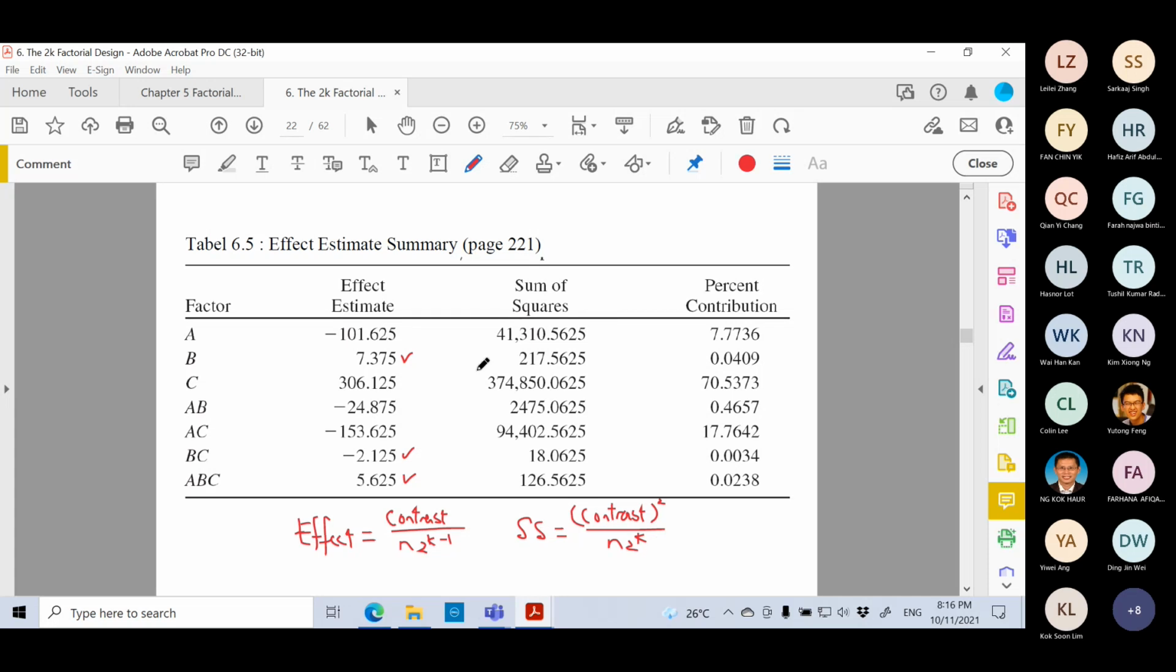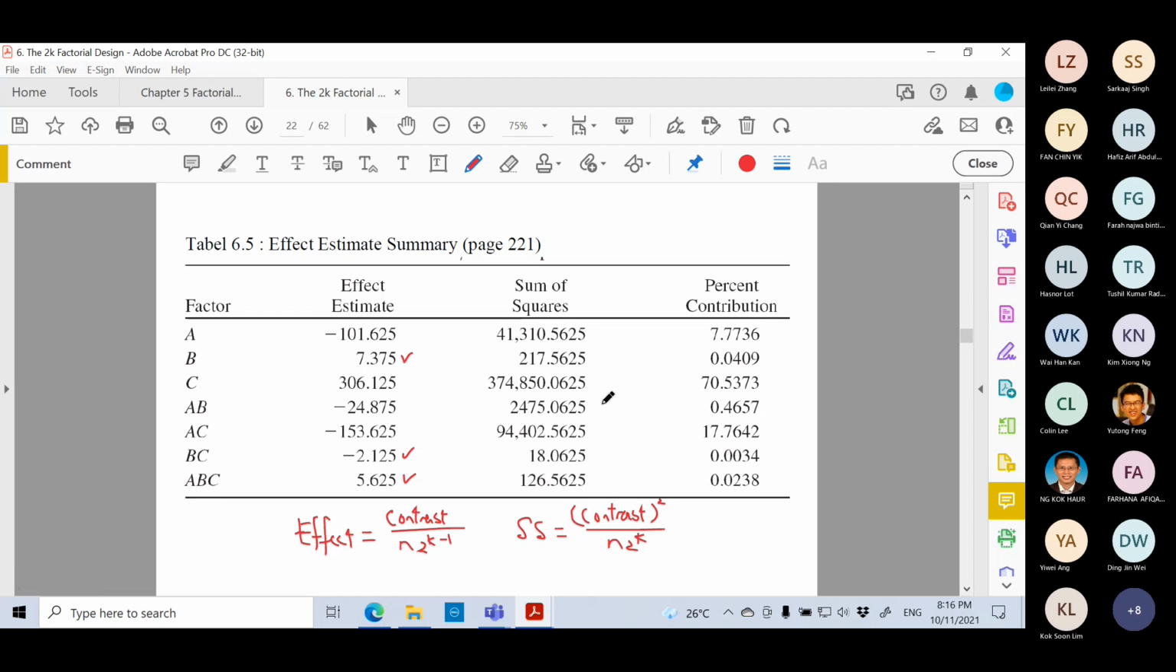So obviously you can observe that all these are sums of squares, from factor A until factor ABC. Also, you know that you can calculate the sum of squares for the total. Then you use the total sum of squares minus all the other sums of squares, and you get your sum of squares for the error.